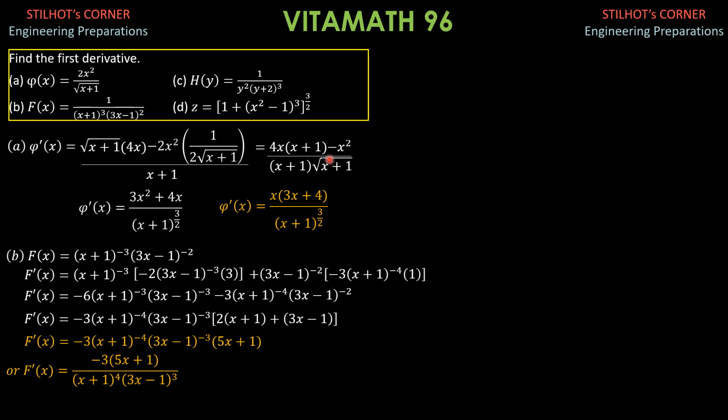Then for part C, we again rewrite this as y to the negative 2. h of y is y to the negative 2, then quantity (y + 2) to the negative 3, and apply the derivative of a product. So h prime of y is first, y to the negative 2. The derivative of the second is equal to negative 3 times (y + 2) to the negative 4. The derivative of y plus 2 with respect to y is 1. So times negative 3 quantity (y + 2) to the negative 4 times 1.